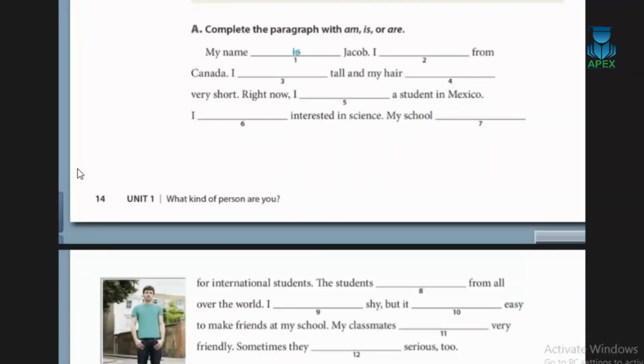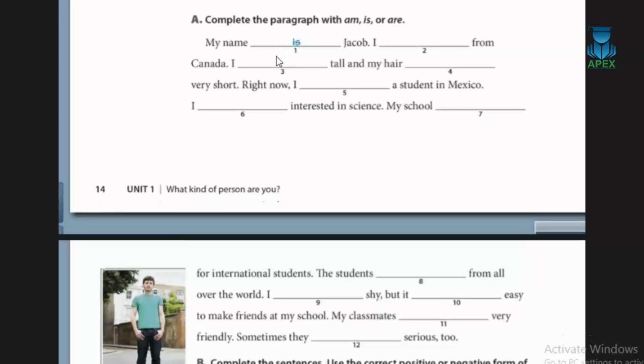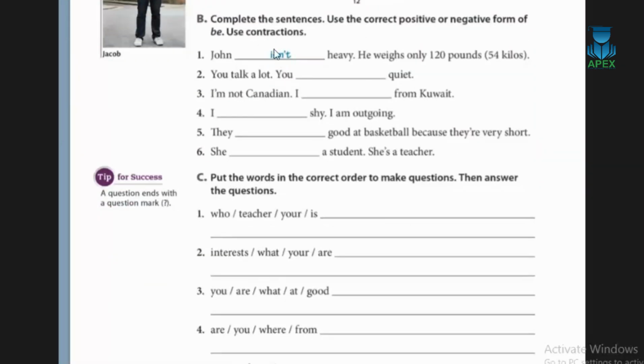So part A. Complete the paragraph with am, is, or are. So here guys, based on your subject, you should choose one of the to be verbs, am, is, or are. Part B. Complete the sentences, use the correct positive or negative form of be, use contractions. So here guys, you should complete the sentences with the to be verbs am, is, or are. And in some sentences you should use the negative form and try to use contractions.